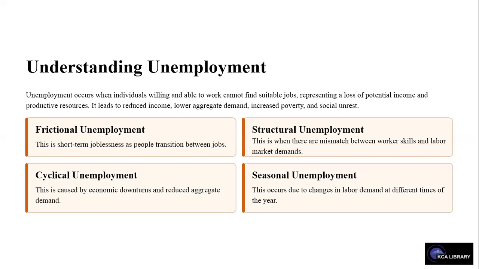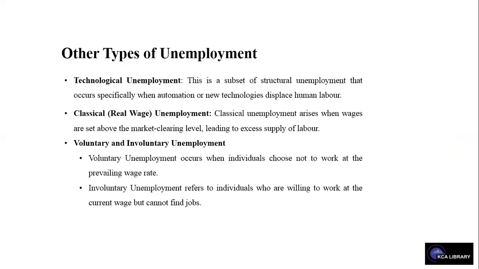And we have seasonal unemployment, and this occurs due to changes in labor demand at different times of the year. We also have technological unemployment, and this is a subset of structural unemployment that occurs specifically when automation or new technology displaces human labor. And then the next is classical or real wage unemployment, and it arises when wages are set above the market clearing level, leading to excess supply of labor.